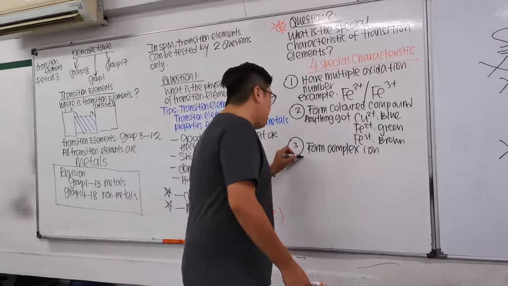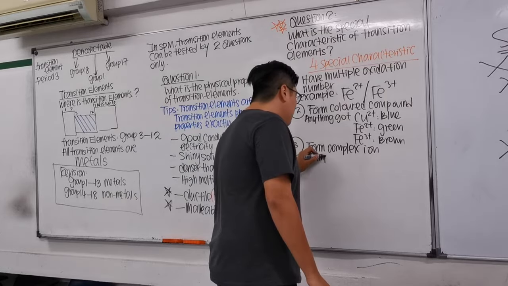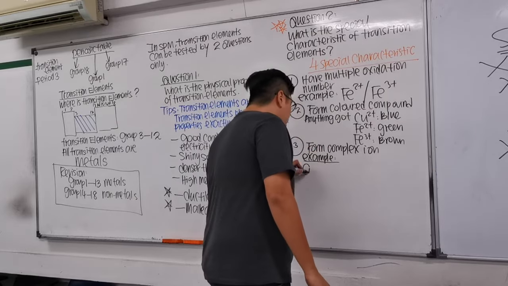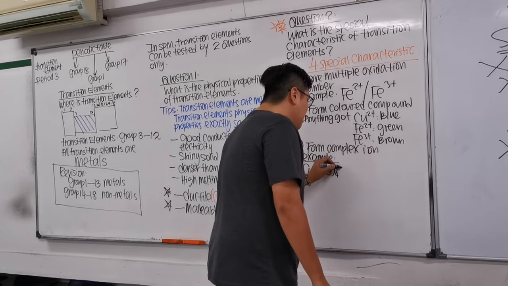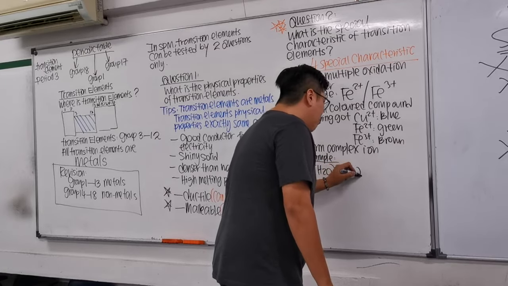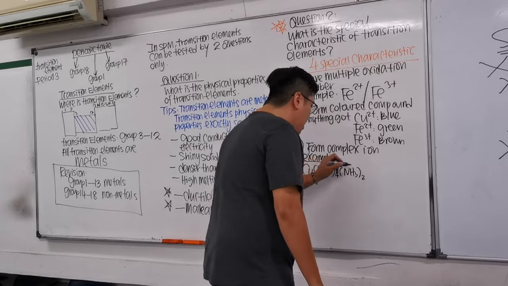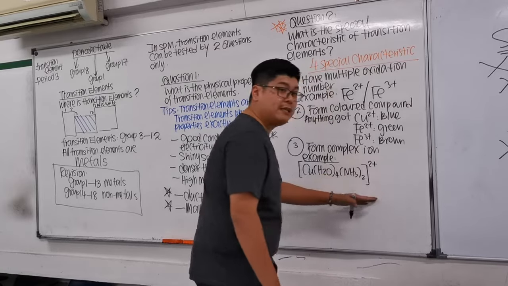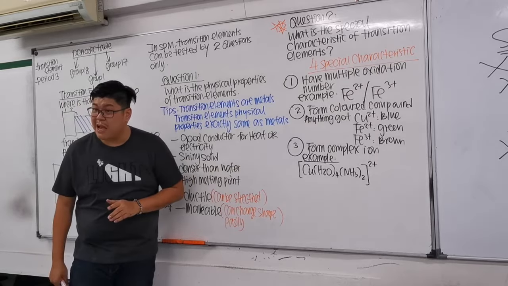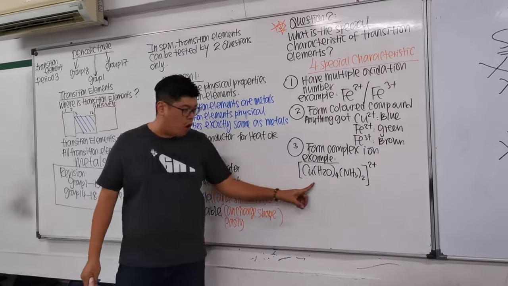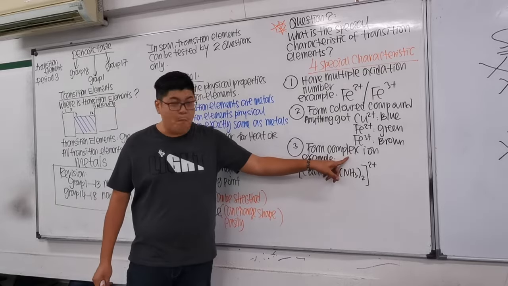Let me give you an example. Transition elements such as copper can merge with, let's say, 4 water, and with 2 ammonia, and the whole thing, the charge is 2 plus. No need to memorize. Understand? This fella looks complicated, it's complex.